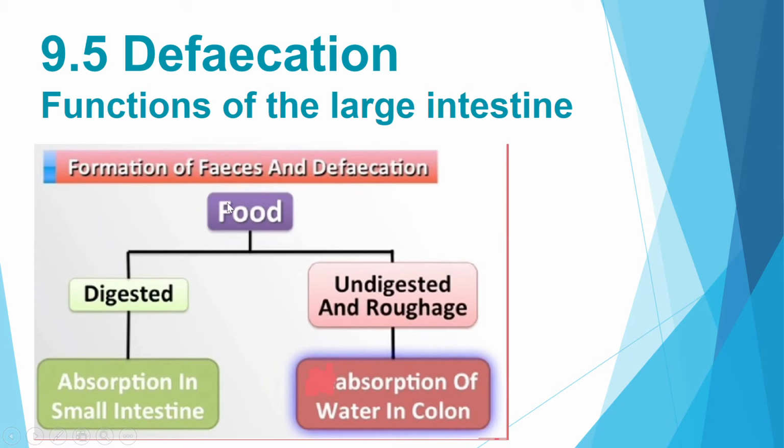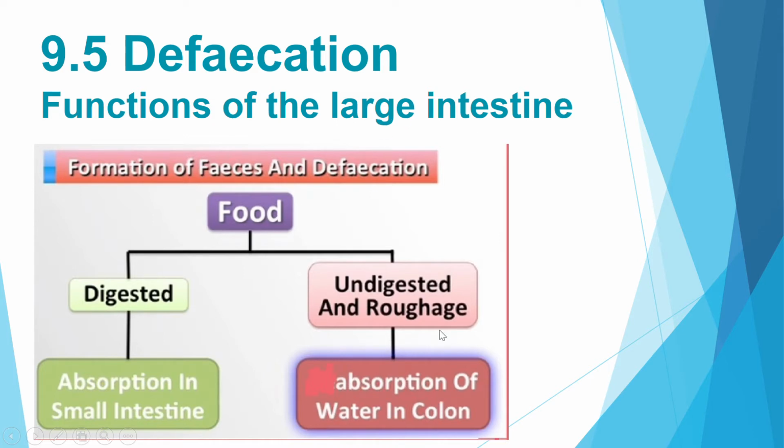Okay, so food that we have ingested, once it has been digested, will be absorbed in the small intestine, and after that it will undergo assimilation, which happens in the liver and also in the body cells. But the undigested food and also the roughage, which refers to the fibres, will enter into the colon. Okay, what is colon? It is the other name for the large intestine.